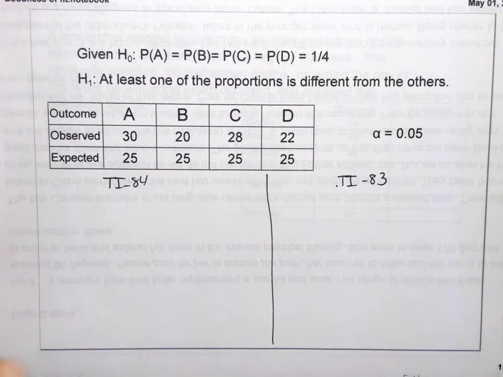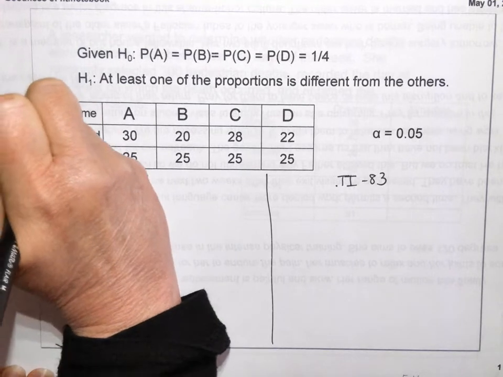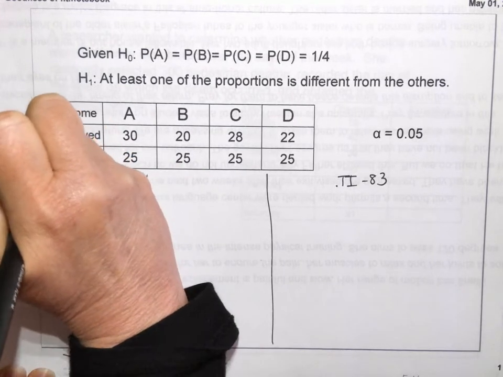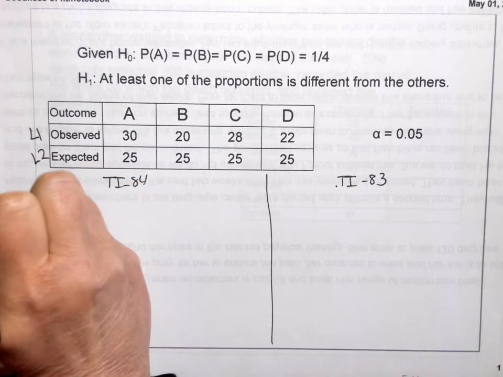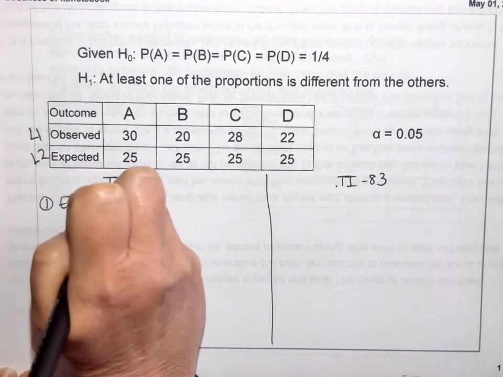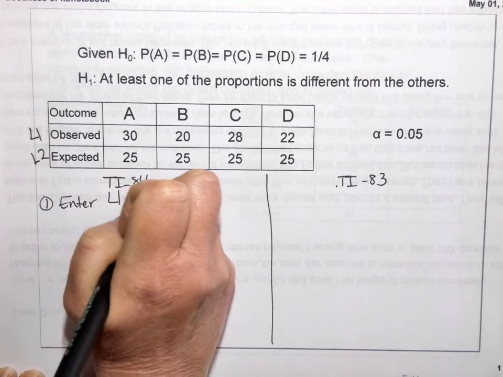Input your data into your lists. List 1, L1, is going to be observed. L2 is going to be expected. So everybody put list 1 and list 2 in. List 1 is 30, 20, 28, and 22. List 2 is 25, 25, 25, 25. So step 1, enter L1 and L2. Everybody does that.